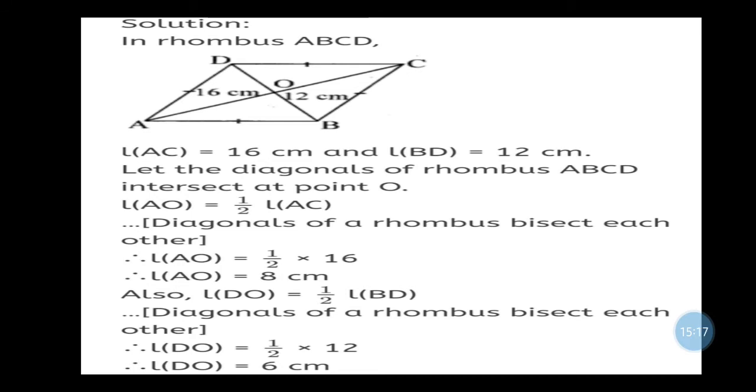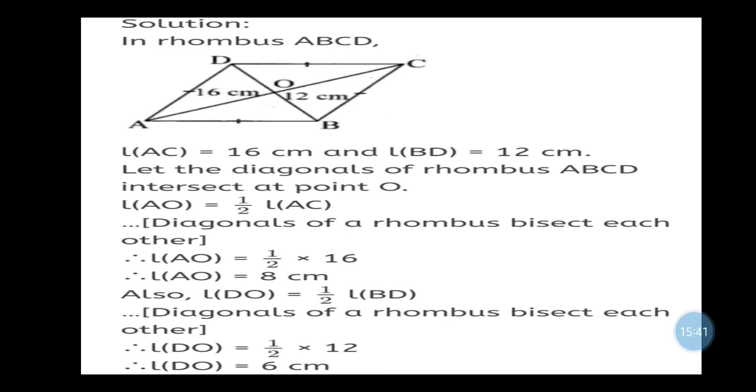Children, in the diagram you can see the identical marking on the sides. That means all sides are equal. In this question we need to find the sides of the rhombus and perimeter. Perimeter means adding up of all the sides of a quadrilateral or a rhombus. Okay, so length AC is equal to 16 centimeter, length BD is equal to 12 centimeter. These both the things are given from the question.